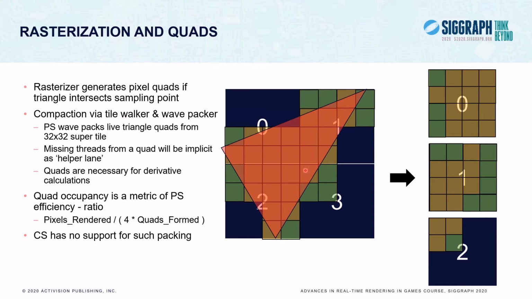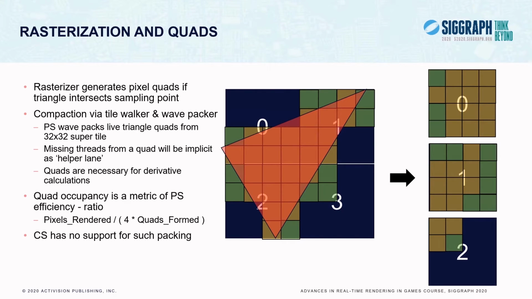So if we have a single sample right here that hit the triangle, we still need to form a quad for it, because quads are what the GPU uses for derivative calculations. For a single sample like this, the GPU would still generate 3 additional helper lanes, threads whose only purpose is to aid that one thread in finding the derivatives. It's also not necessary if we're looking at a single quad that's inside of a triangle. In that case, we're looking at really high efficiency.